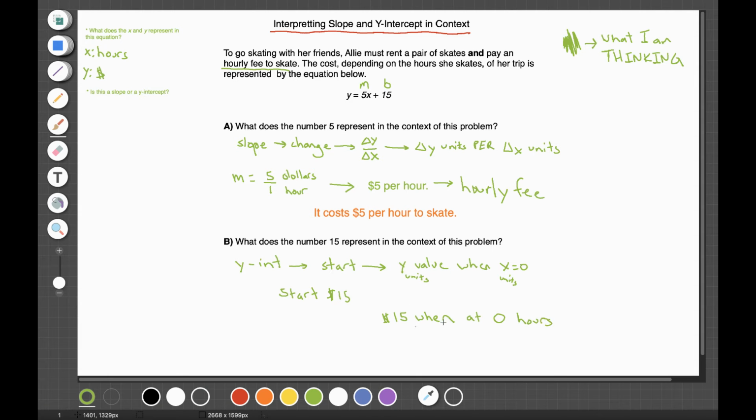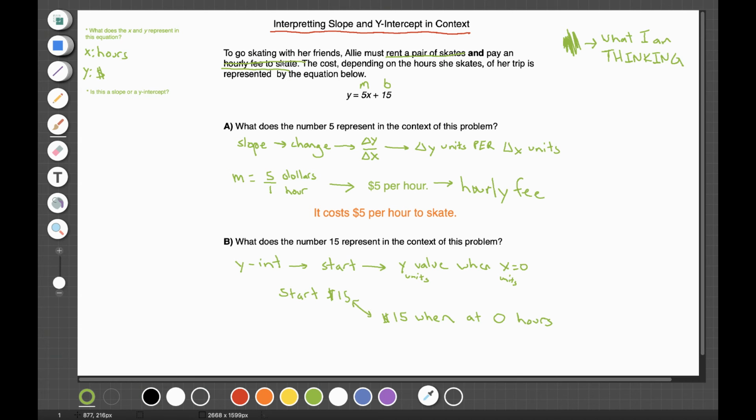How can I apply these two things to this problem? Go ahead and pause it and see if you can figure out what in this context of this problem is referring to this. Great. So what I see is that there are two different things here. There is she must rent a pair of skates and pay an hourly fee. Well, we already know the hourly fee. We got that taken care of in this first part.